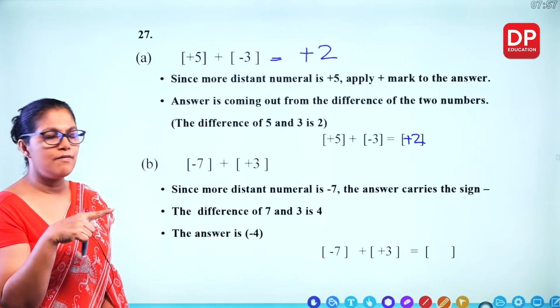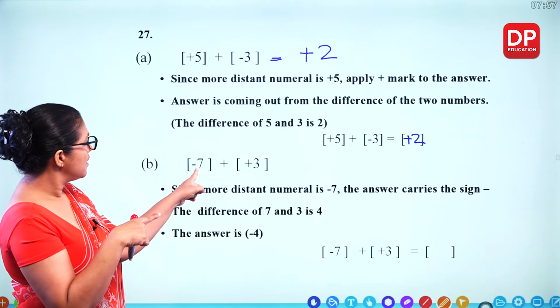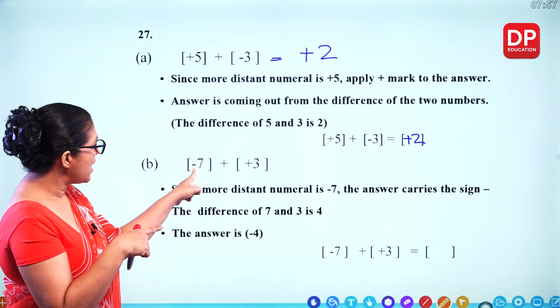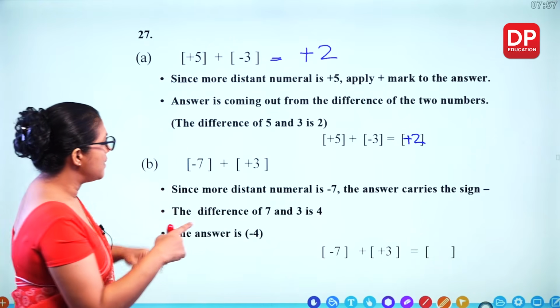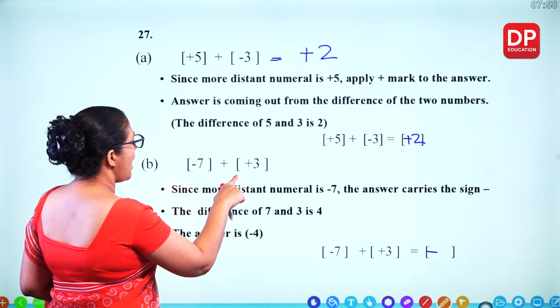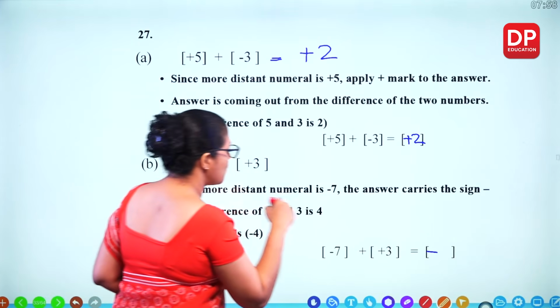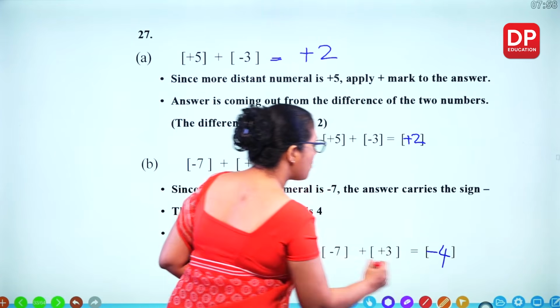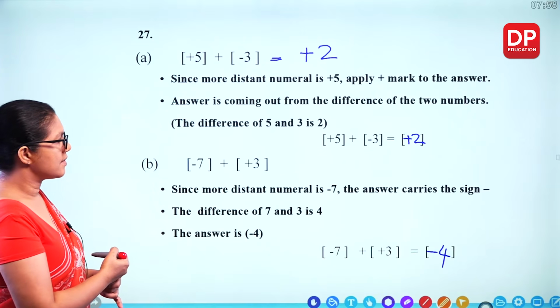Minus 7 and 3, which one is most distant? 7. So minus 7 is there. So that means minus answer you are getting. And difference is 4. So minus 4 is the answer.